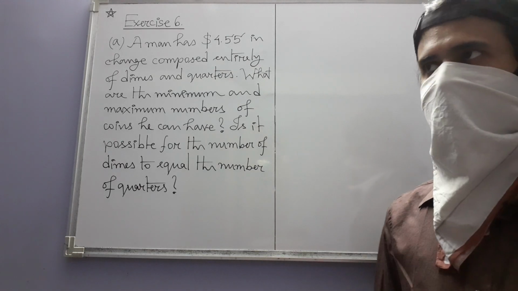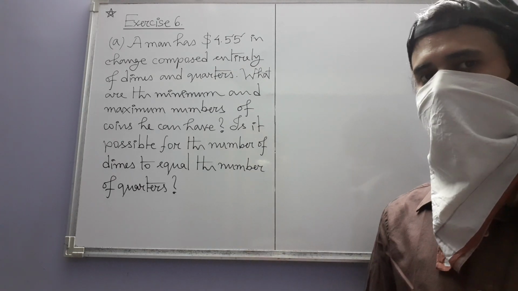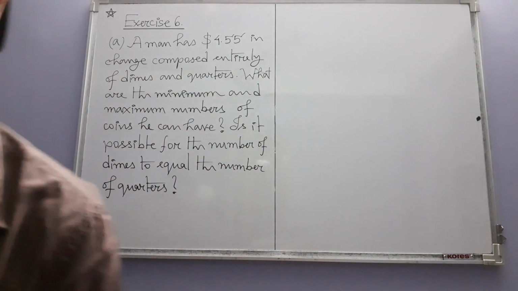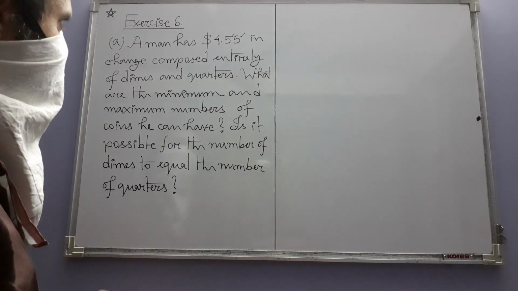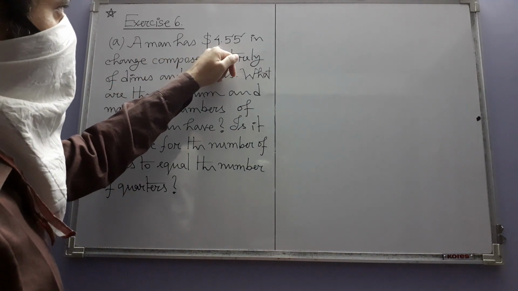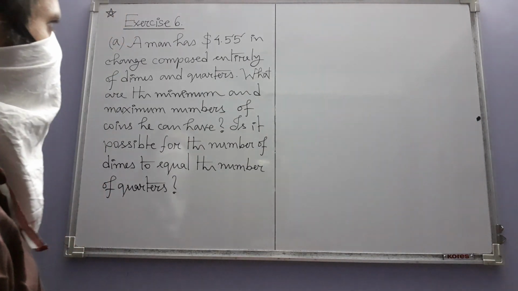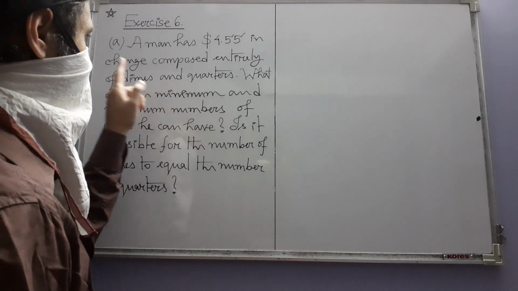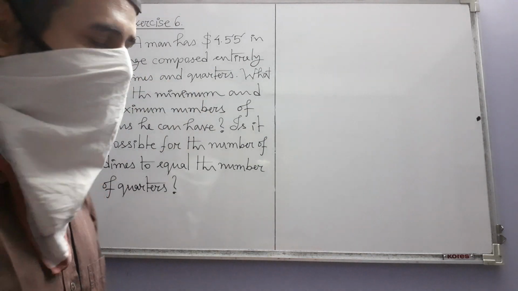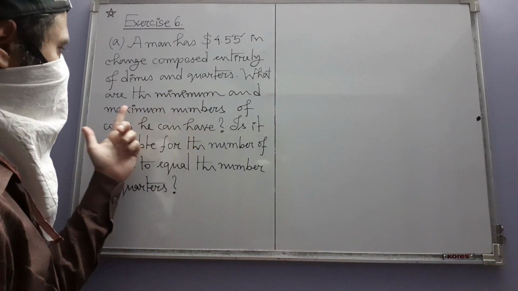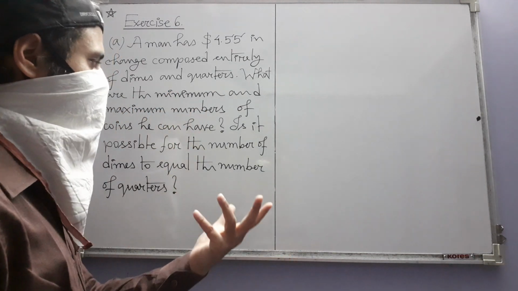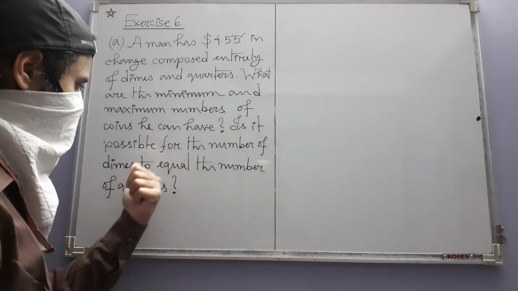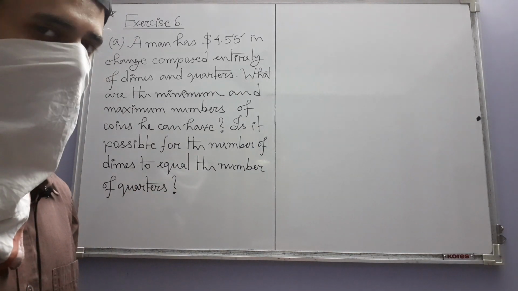Exercise 6 has 3 parts. This is part A. Let us first solve this and then we will see the other parts. In part A, what is given is that a man has $4.55 in change composed entirely of dimes and quarters. What are the minimum and maximum numbers of coins that he can have? And also, is it possible for the number of dimes to equal the number of quarters?